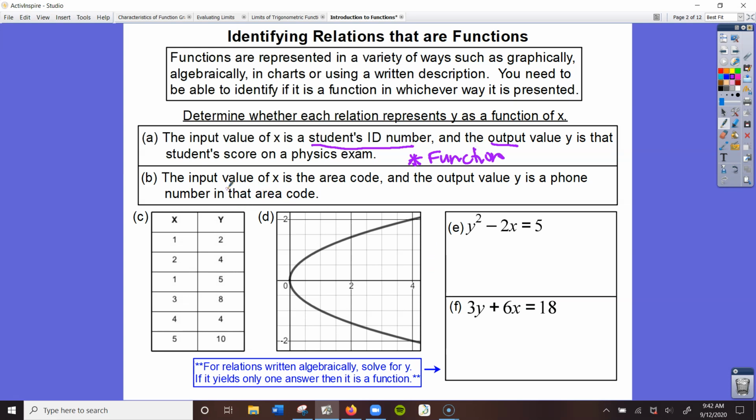For B, it says the input value of x is the area code, and the output value y is a phone number in that area code. Since area codes are the input, and area codes do repeat, then this would be considered not a function.